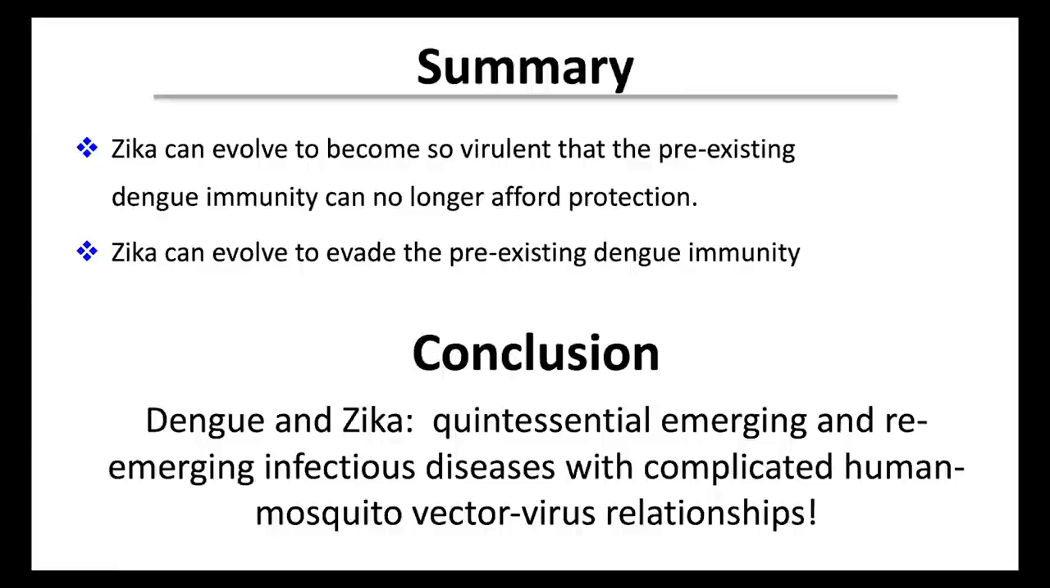So what this result showed is that the Zika viruses can evolve to become so virulent that the pre-existing dengue immunity can no longer confer this cross protection. And our experiment with Zika passaged viruses in the dengue immune animals showed that Zika can actually evolve to evade this pre-existing dengue immunity. So with this type of work, what we're beginning to realize is that with these diseases, dengue and Zika, these are quintessential emerging and re-emerging infectious diseases. They have complicated relationships with the humans, the mosquito vectors, and the virus.